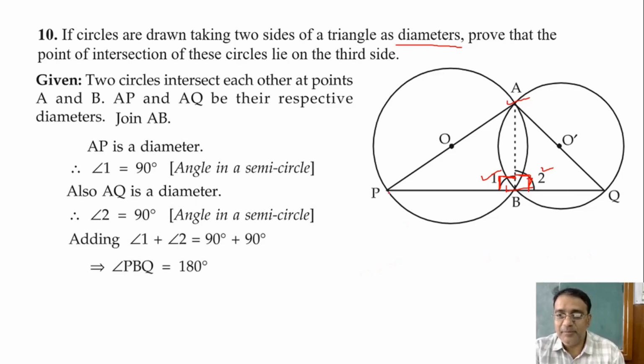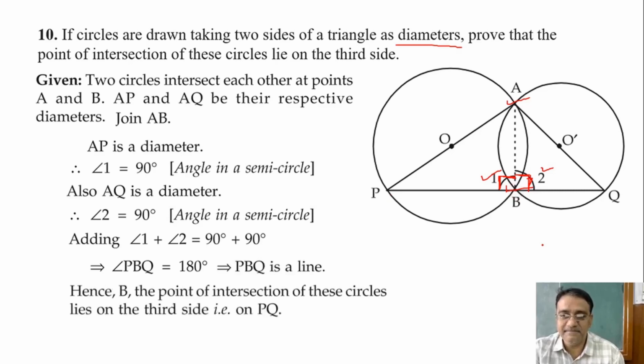That means PBQ is a straight line and B is the point of intersection of the circles which lies on the third side PQ. Clear? यही proof करना था. So this is the 10th question.